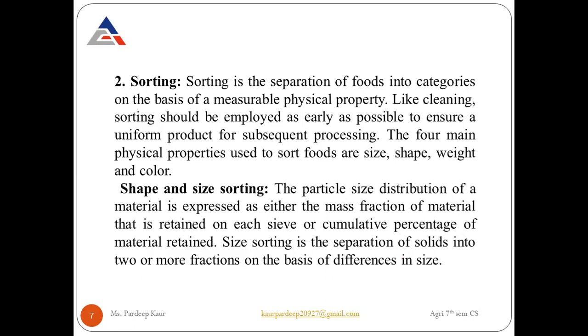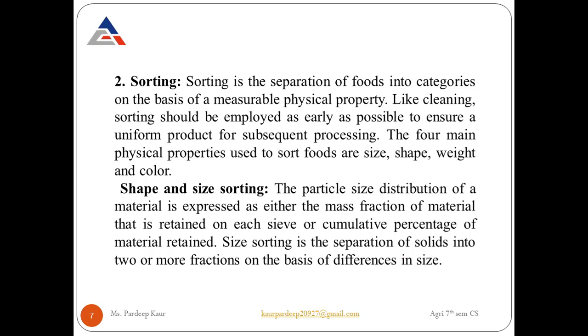Next is shape and size sorting. So under sorting, the first category is shape and size sorting. The particle size distribution of a material is expressed as either the mass fraction of material that is retained on each sieve and cumulative percentage of material retained. Size sorting is the separation of solids into two or more fractions on the basis of different sizes. So shape and size sorting.